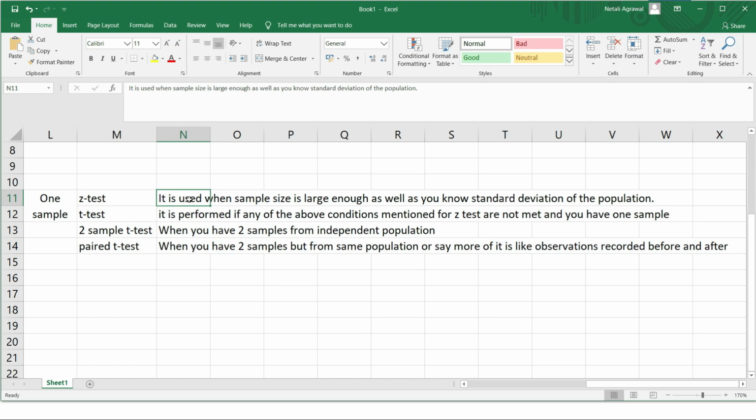Because now what is the population over here? It is the complete student marks for that subject. So you know the standard deviation of the population. The sample size is greater than 40. So over there you can perform a z-test very easily.